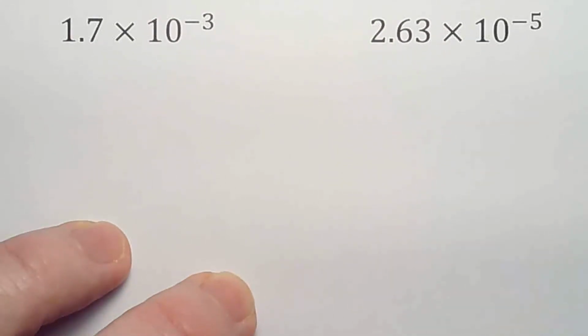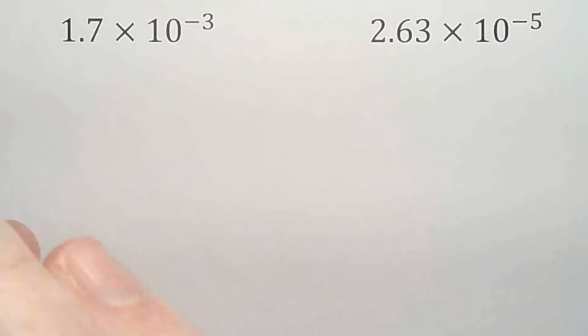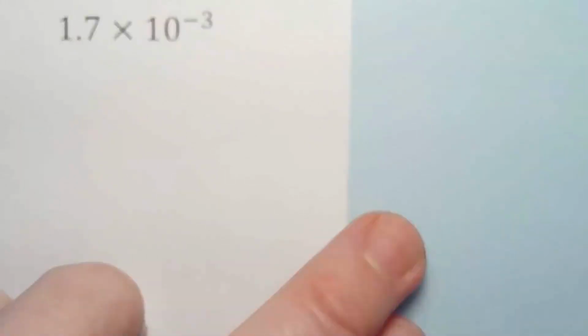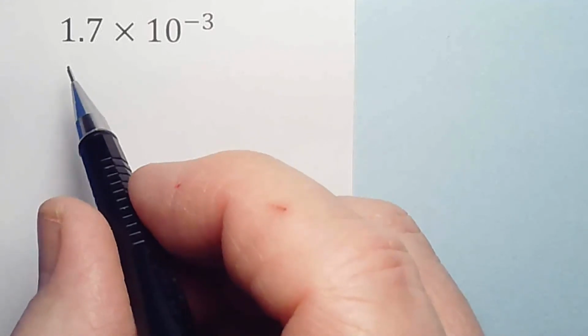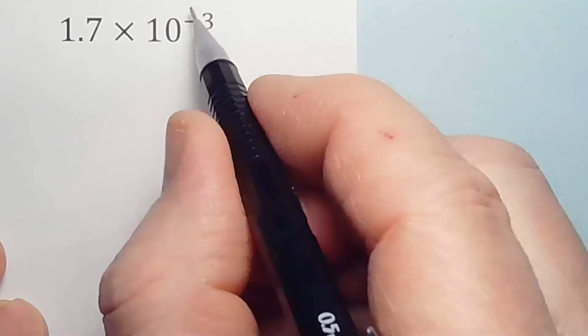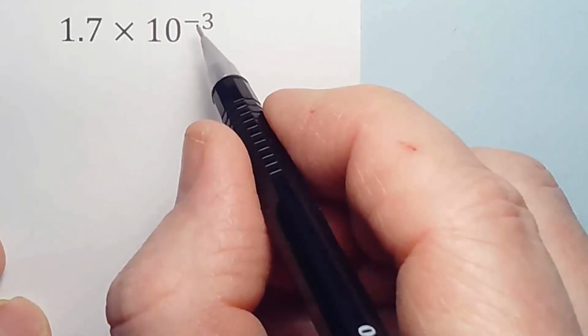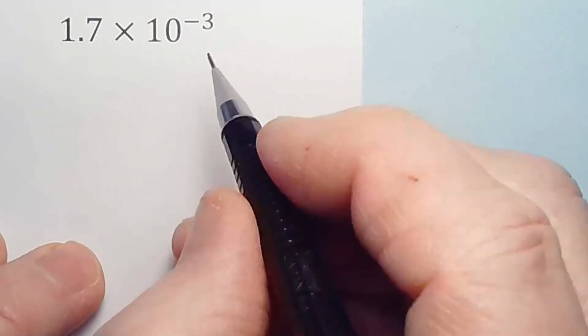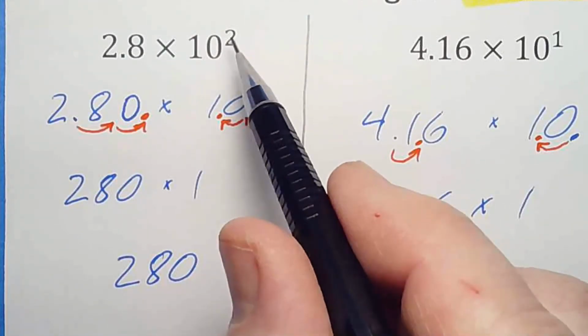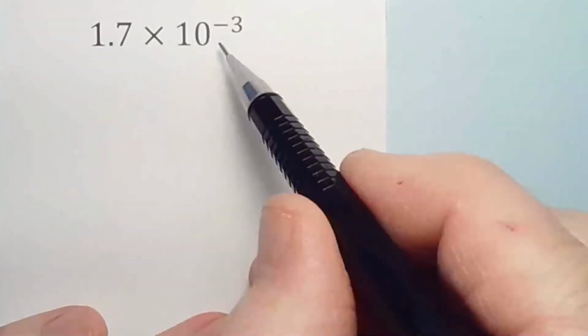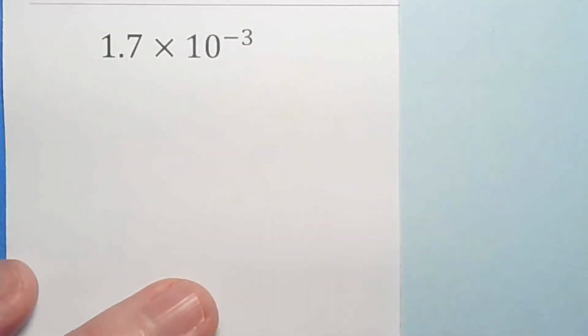And here we go. So 1.7 times 10 to the negative 3. This time I have to take into account the fact that this is 10 to the negative 3. Before, when it was a positive exponent, that meant it's getting bigger. Here I'm making it smaller.